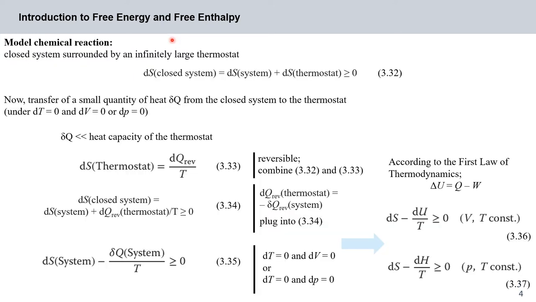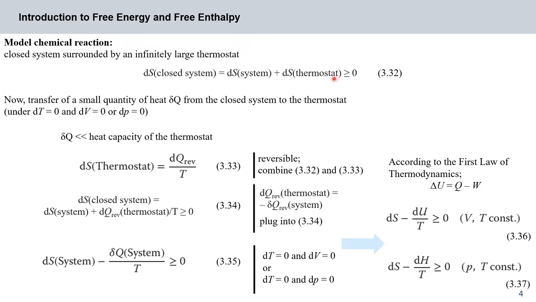So let's try to model such a chemical reaction. Let's imagine our chemical reaction is a closed system, surrounded by an infinitely large thermostat. System and thermostat together form this closed system. So there is no matter or heat exchanged outside of that. Now the entropy changes in the closed system are just the addition of the entropy changes in the system and the entropy changes in the thermostat.